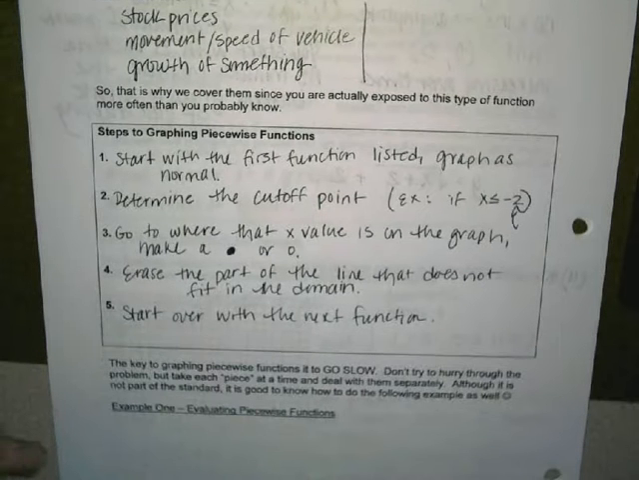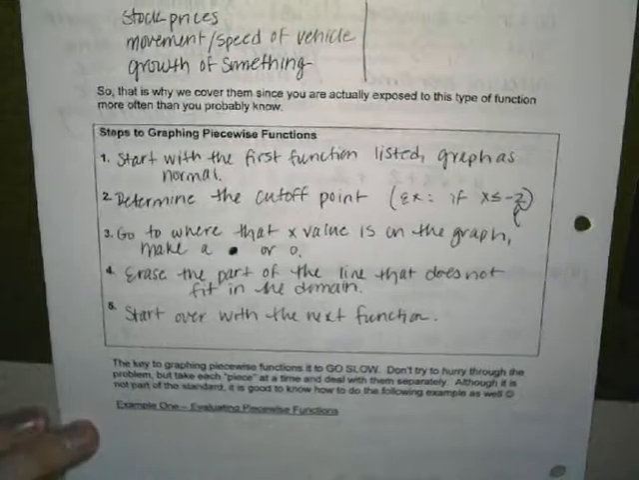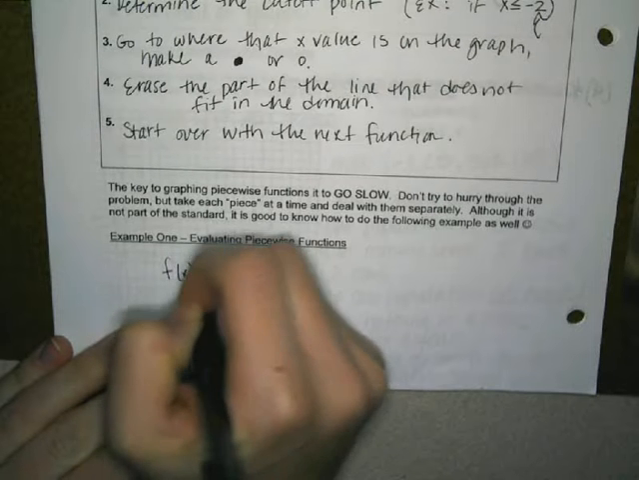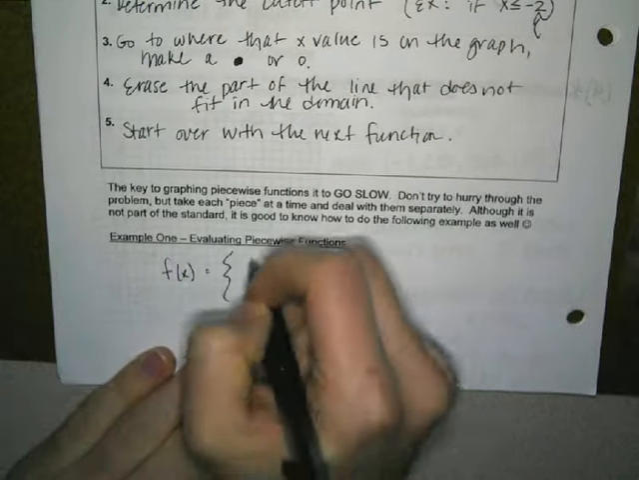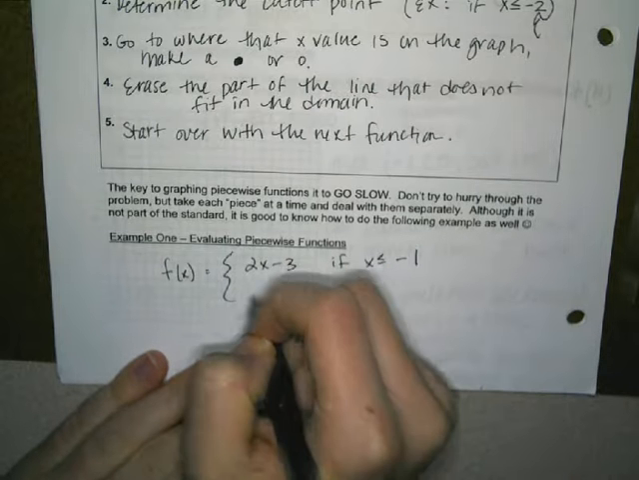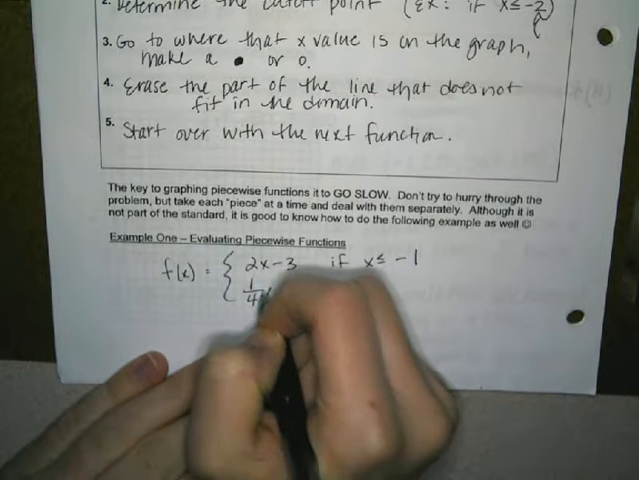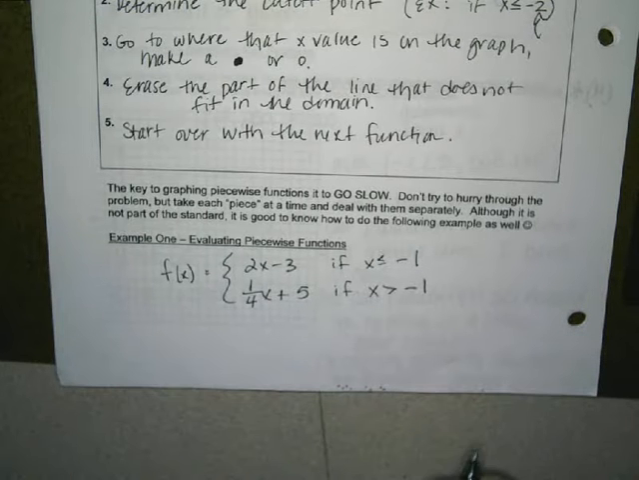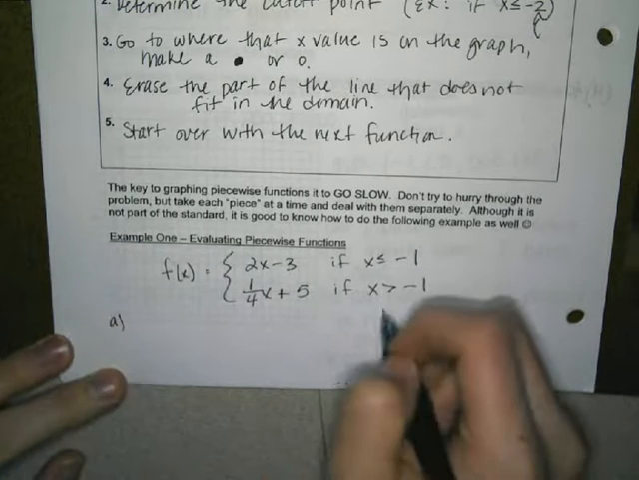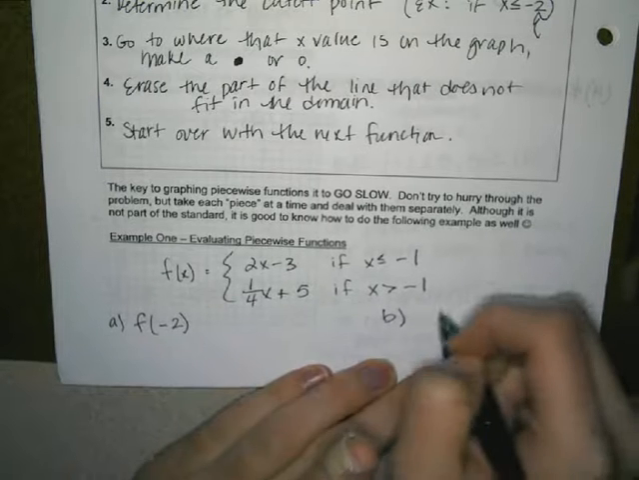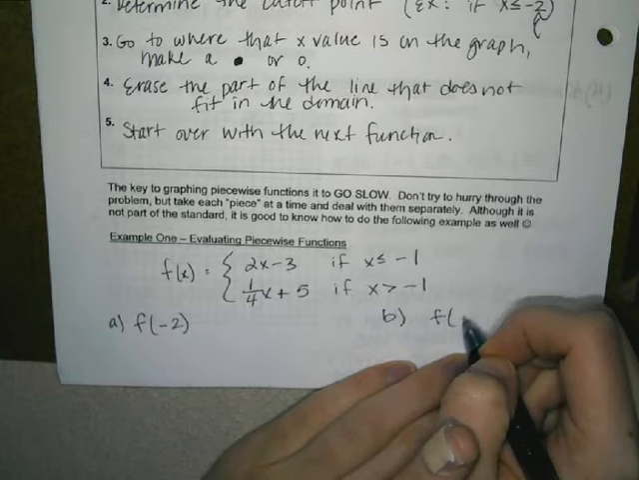Although it's not part of the standard, we're going to do this example just so that if I ask you to do it, you have seen it before. So write this piecewise function f of x: 2x minus 3 if x is less than or equal to -1, and 1/4 x plus 5 if x is greater than negative 1. And we're going to evaluate it. We're going to find f of negative 2 and f of 0.